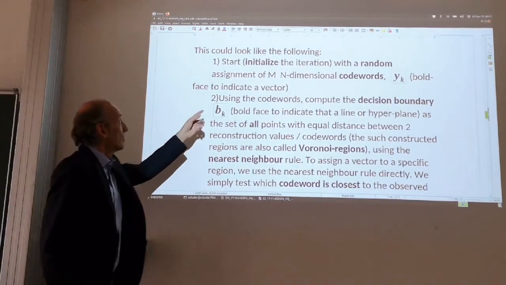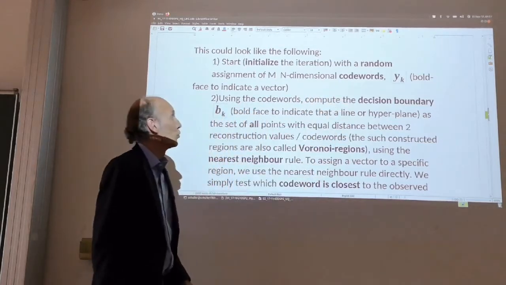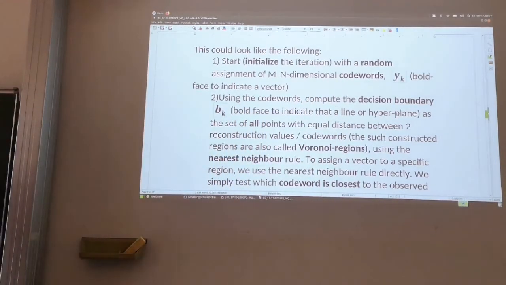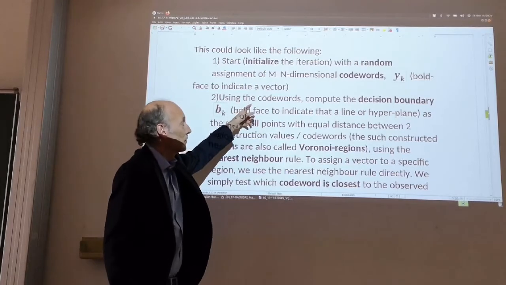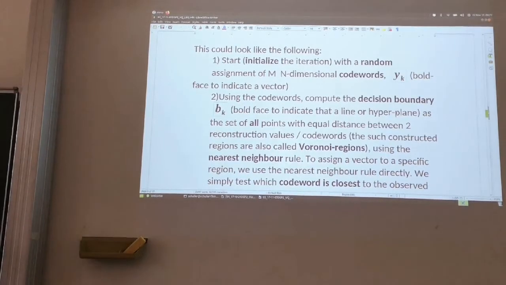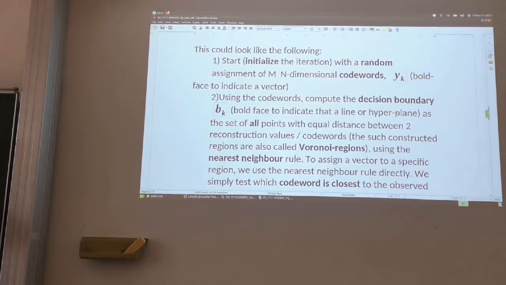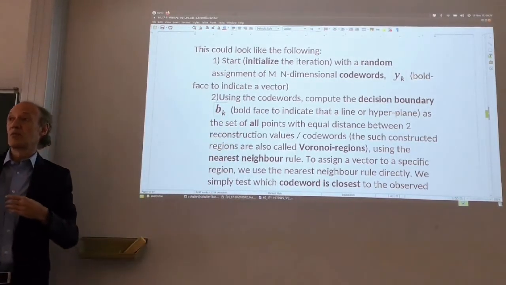So we have some initialization with K random n-dimensional code words. We don't need to start with random code words, but that's really the easiest case. If you have a better initialization, that's fine too. Then in the second step, using these code words, you can compute the so-called decision boundaries b_k. These b_k are not just numbers anymore, but they're lines or hyperplanes that divide the regions of neighboring code words.